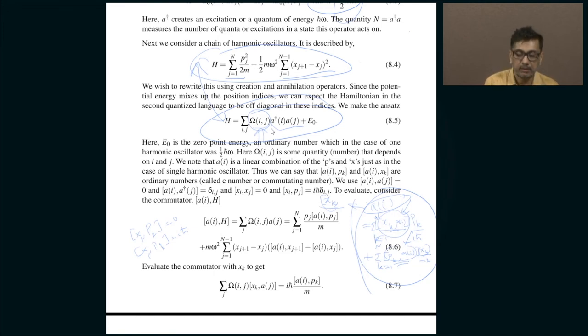Firstly, we'll start with this. Take the commutator of A_I with H. If you take it, you will pick up only this particular A_I, because the commutator of A_I and A_J is 0. The commutator of A_I and A dagger J is also 0 unless I equals J. So this is the rule we are using: A_I commutator A_J is always 0 irrespective of what I and J are. However, A_I commutator A dagger J is 0 unless I equals J, and if I equals J, the commutator is 1.